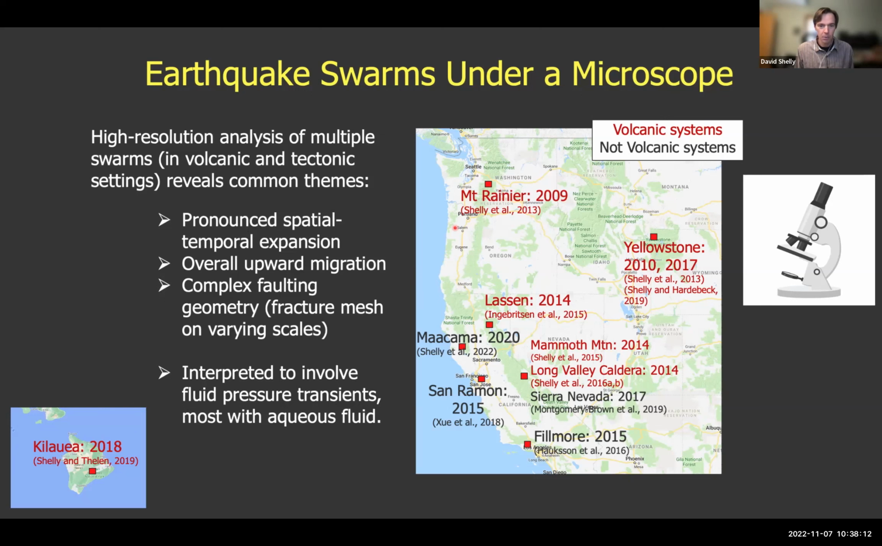Now, I don't have time to talk about all of these today, but I'm going to just highlight a few of them over the course of the talk. I'll start out by talking about the Kilauea sequence from 2018, the really fascinating eruption and seismicity sequence there. Then we'll move to Long Valley caldera and talk about two nearby but very different earthquake swarms that happened in 2014 and 2017. And finally, I'll talk about most recent work looking at a swarm, or a swarm-like sequence, you might say, near the Maacama Fault in Northern California.